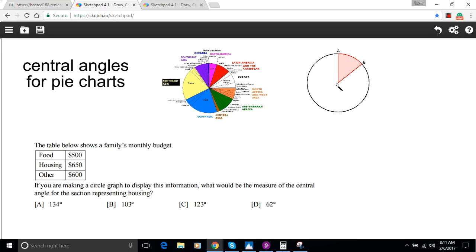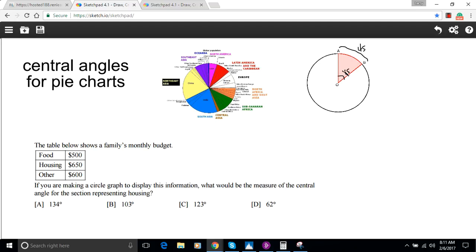If you have a central angle, that means it starts at the center of the circle. That's where the vertex is, and then it goes out and intersects the edge of the circle here in a couple places. The angle, the number of degrees here, let's say this is 45, is going to be the same number of arc degrees here. So 45 degrees of the circle. And a whole circle is 360.